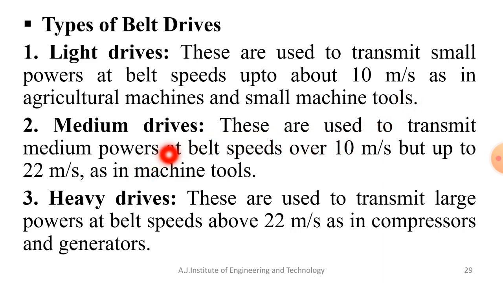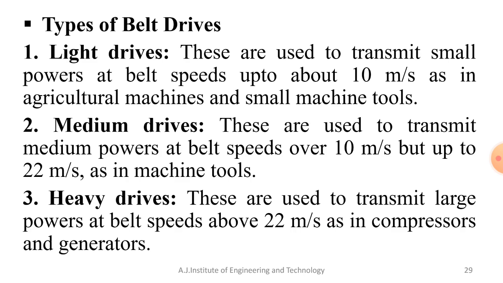Similarly the medium drives, these are used to transmit powers at belt speeds over 10 meter per second, but up to 22 meter per second. Then we can say it is a medium drives or medium belt drives. And the third one, these are used to transmit large power at belt speed above 22 meter per second. Then we call it as heavy drives.